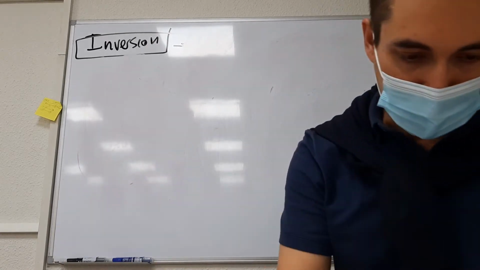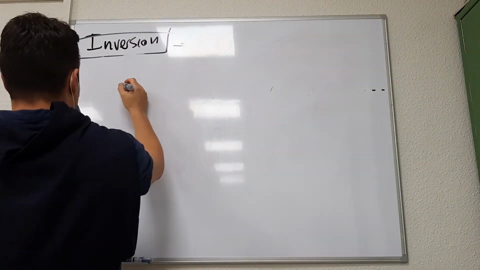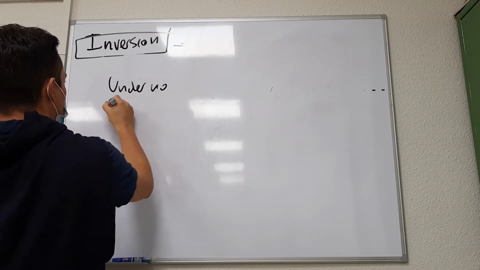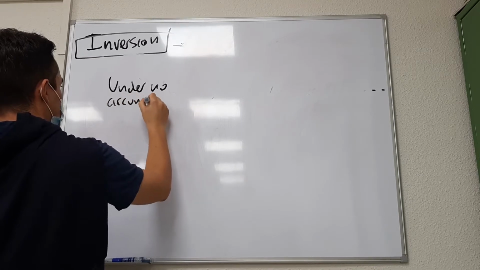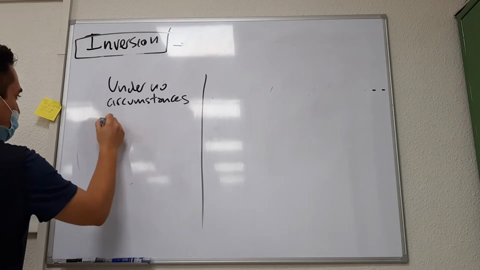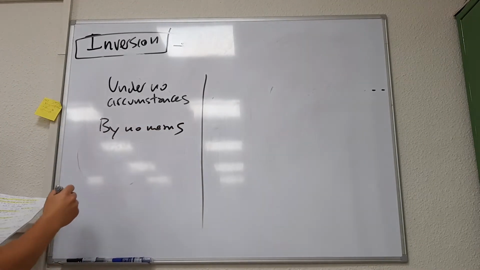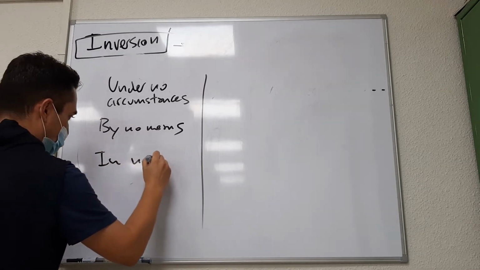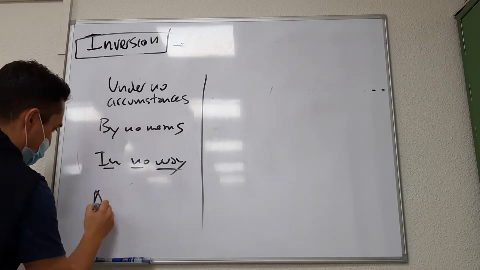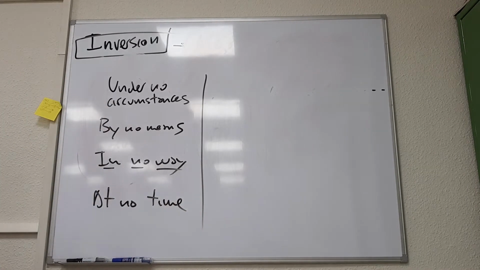Another type of inversion, the one with other negative expressions. Other negative expressions are under no circumstances. By no means. In no way. Or for example, at no time. These are other negative expressions.